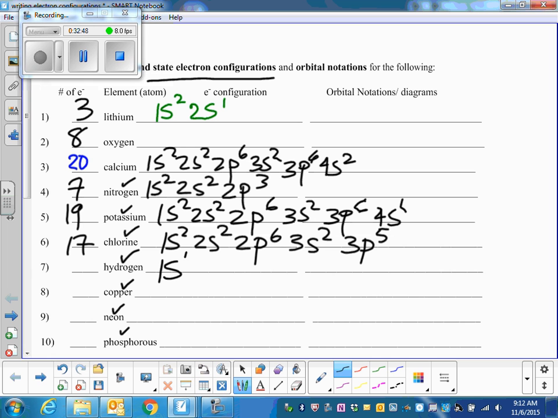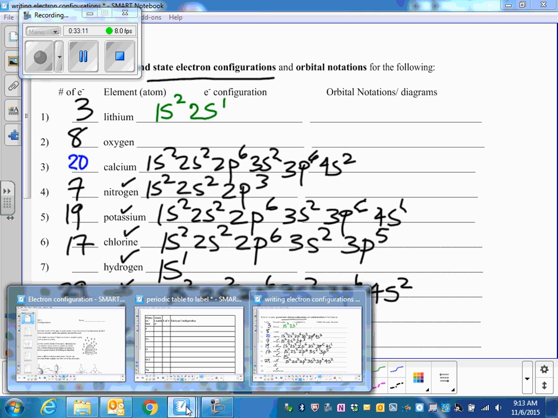Hydrogen is just 1s1. Hey, the all important copper is 29. Can we go to copper? It is 1s2, 2s2, 2p6, 3s2, 3p6, 4s2. Let's go to the periodic table.